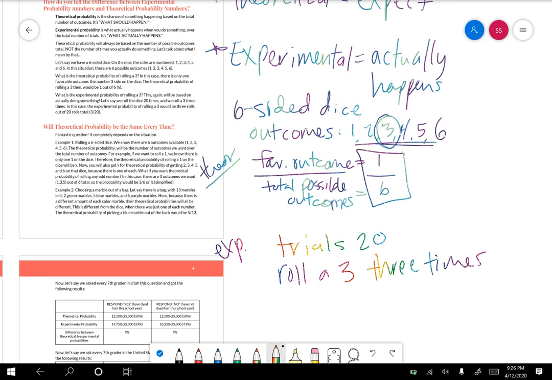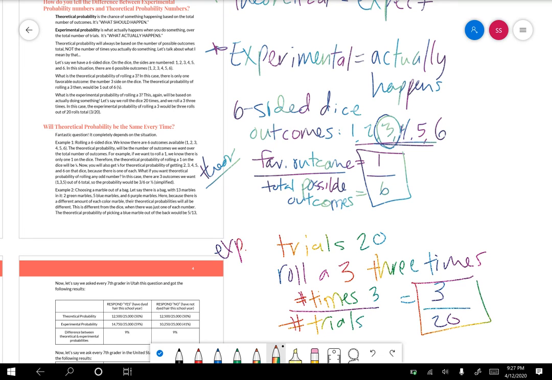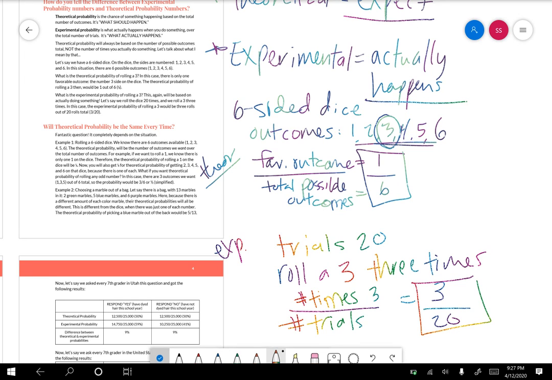Okay. So in this case, the experimental probability of rolling a 3 would be the number of times we rolled what we wanted, the number of times it happens, which in this case is 3, over the total number of trials. And in this case, we rolled it 20 times. So the experimental probability then of rolling a 3 would be 3 out of 20 in this case. So experimental probability is what actually happens. Theoretical probability is what we expect to happen. Okay. All right. Next question.